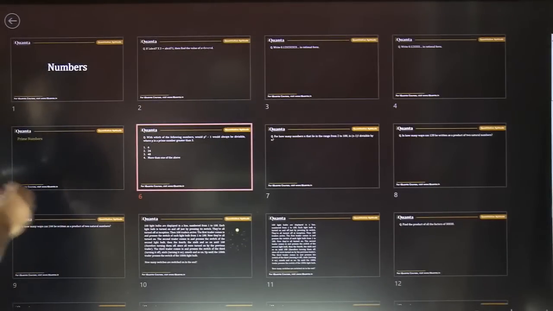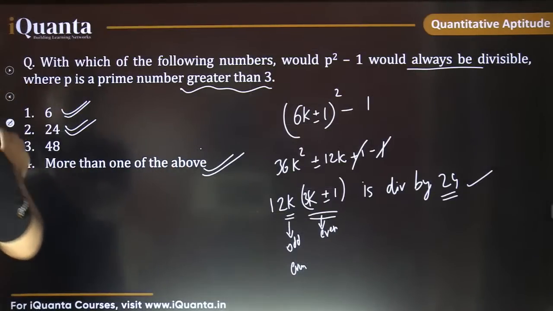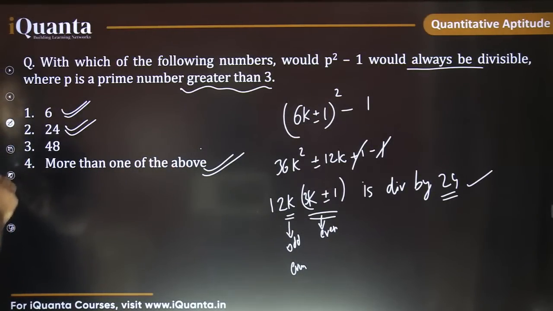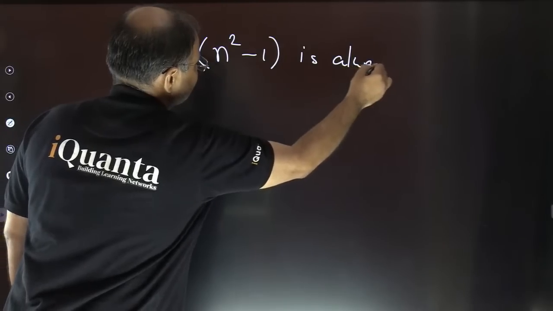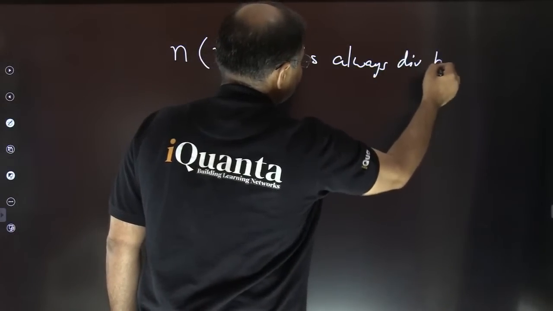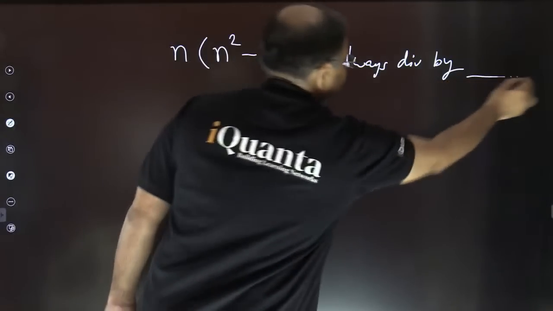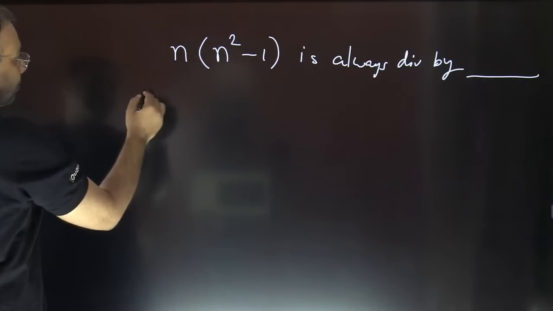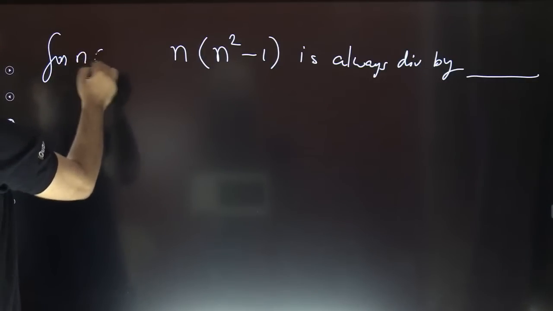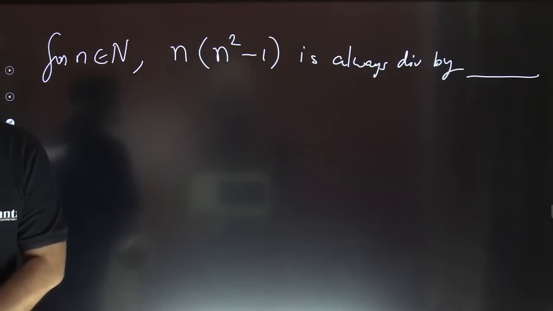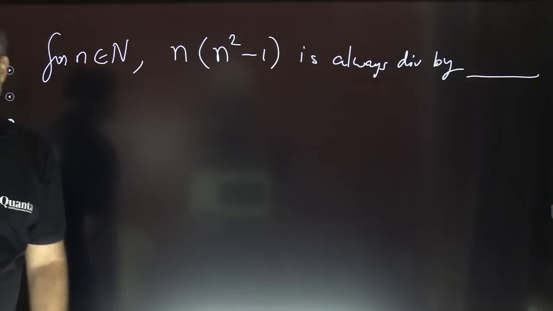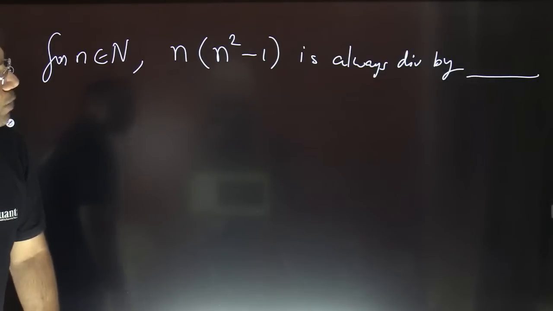Okay, answer this one now. If instead of p, let me take any natural number n. So n into n square minus 1 is always divisible by what? Now you have to tell me the answer, and it is given that n is a natural number. For n belonging to natural numbers, n into n square minus 1 is always divisible by. I'm not saying it's a prime number. It's any natural number. Now what is your answer?